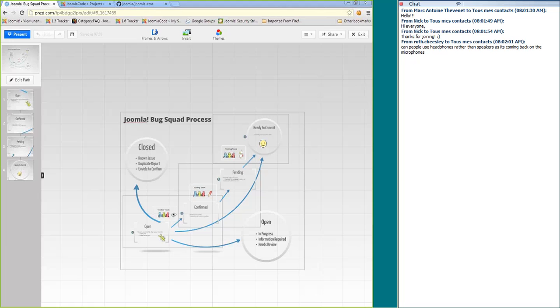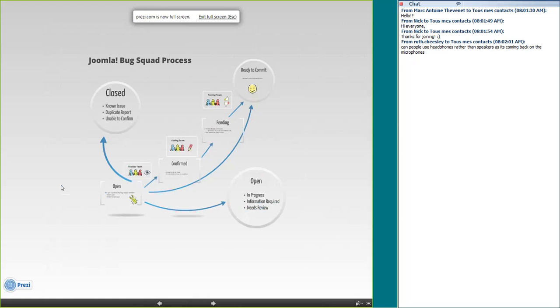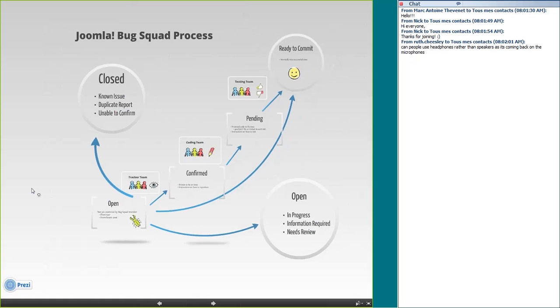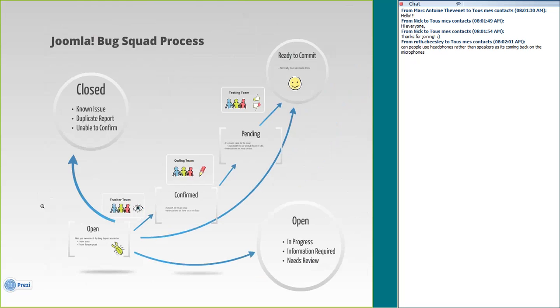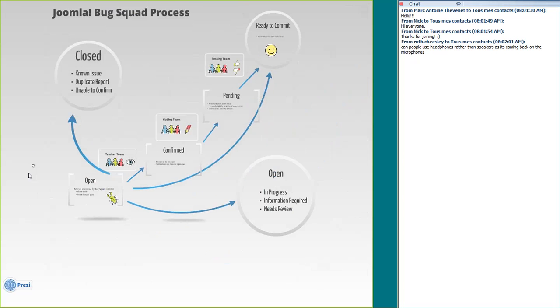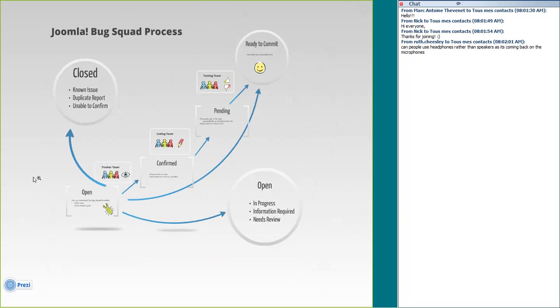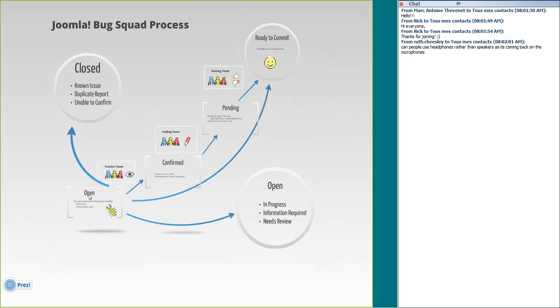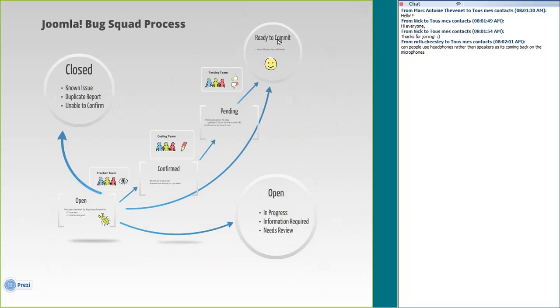Yep. Excellent. Okay. So I created this fun little Prezi presentation. I don't know if everybody's familiar with Prezi or not, but it's a free online deal that I thought I would try. So this is the Bug Squad process here. All I have to do is memorize this chart, and you'll know everything there is to know. Basically, at a high level, it's a really simple process we do. We start off with open issues down here, and we want to end up with ready to commit issues up here.